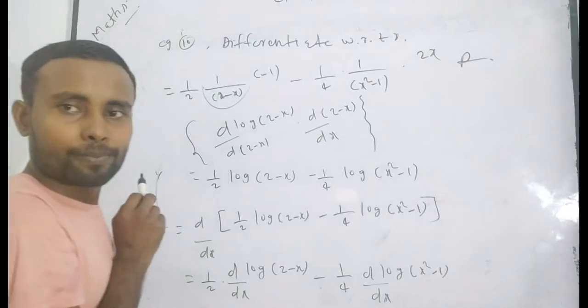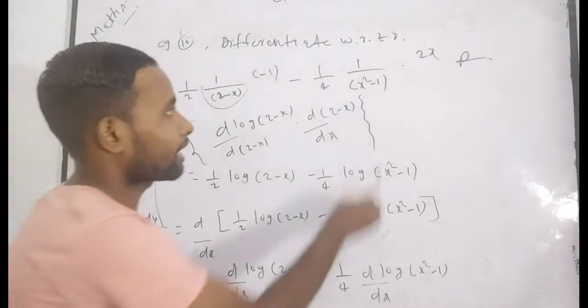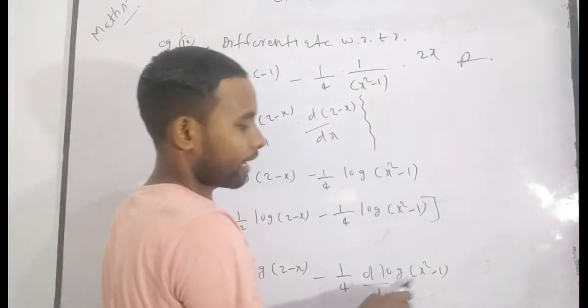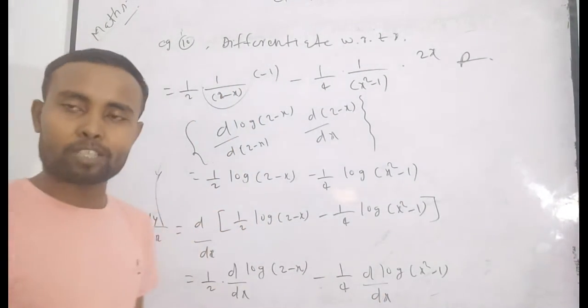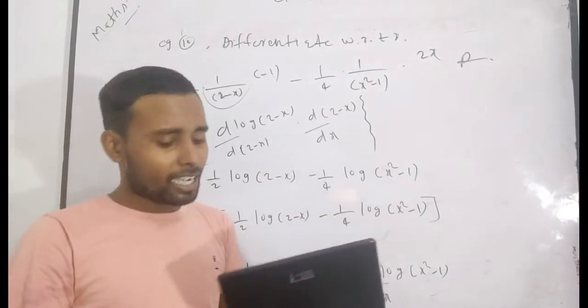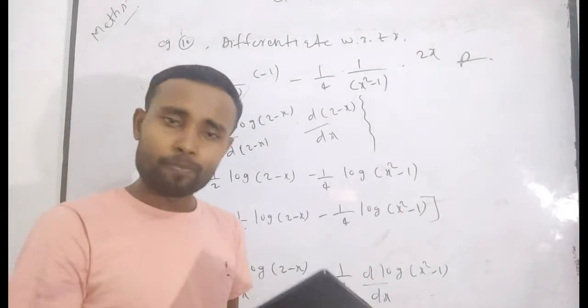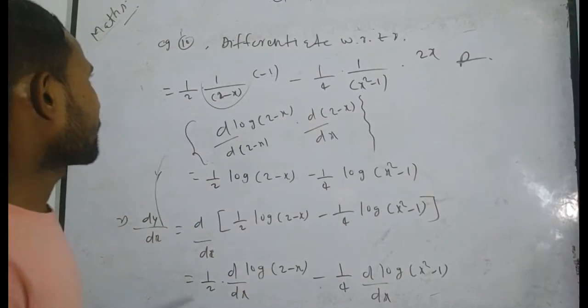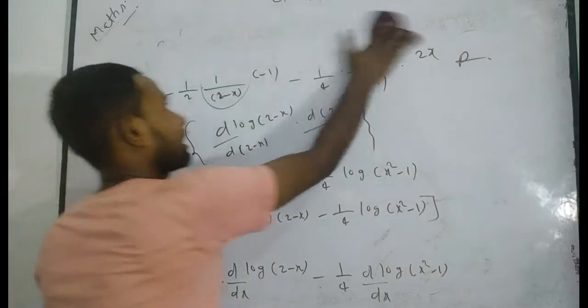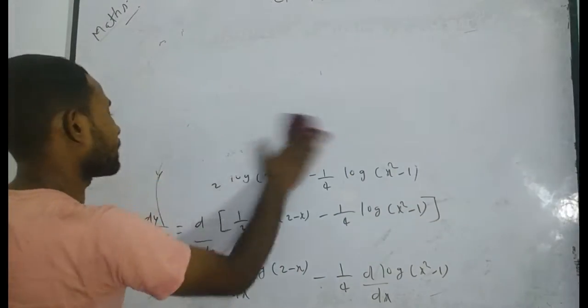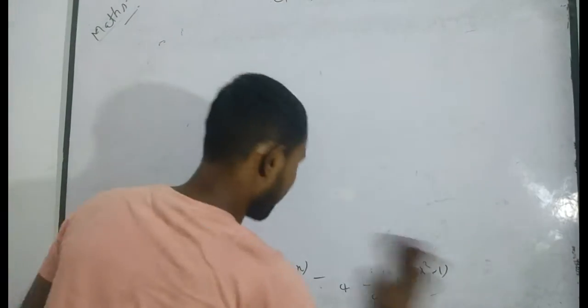Now similarly here you can also write, derivative of log x square minus 1 with respect to x square minus 1, and again derivative of x square minus 1 with respect to x. This is your answer. Now see example 11, sorry, the next question.